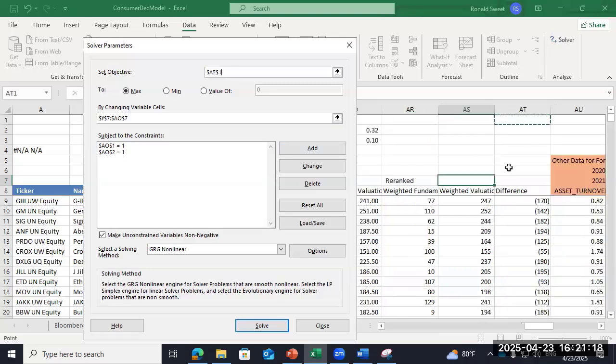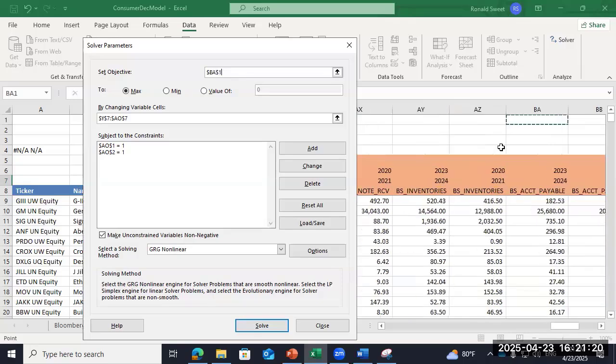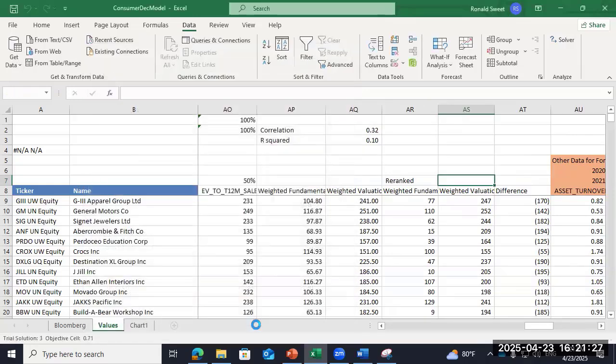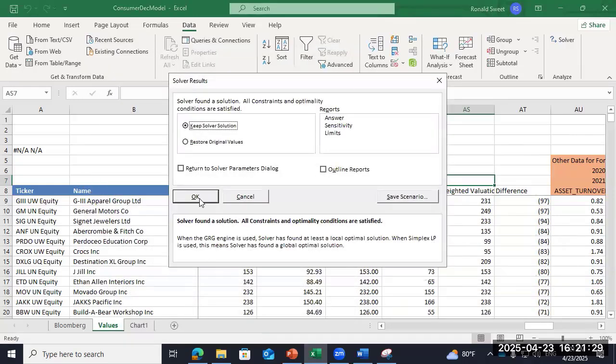That's the first time I've ever seen Solver do that. Maybe it's because I'm doing it in the cell where I have values. All right, that should work. So Bill Gates will do whatever he does.